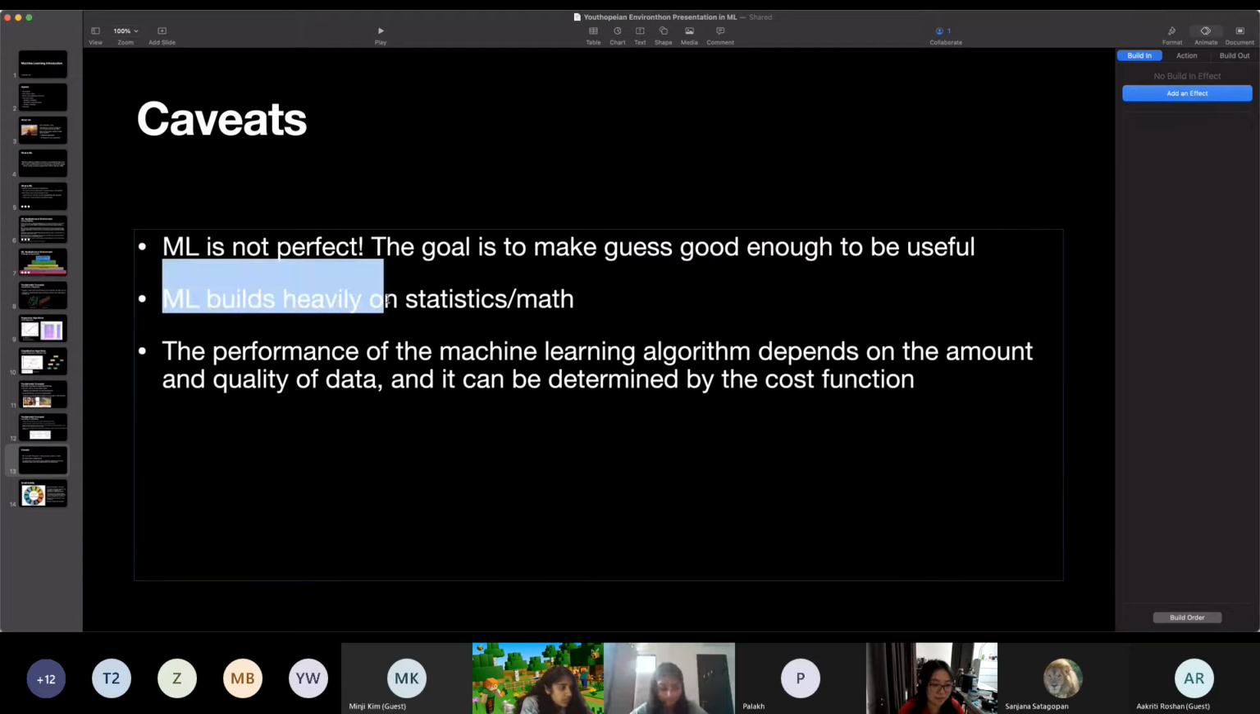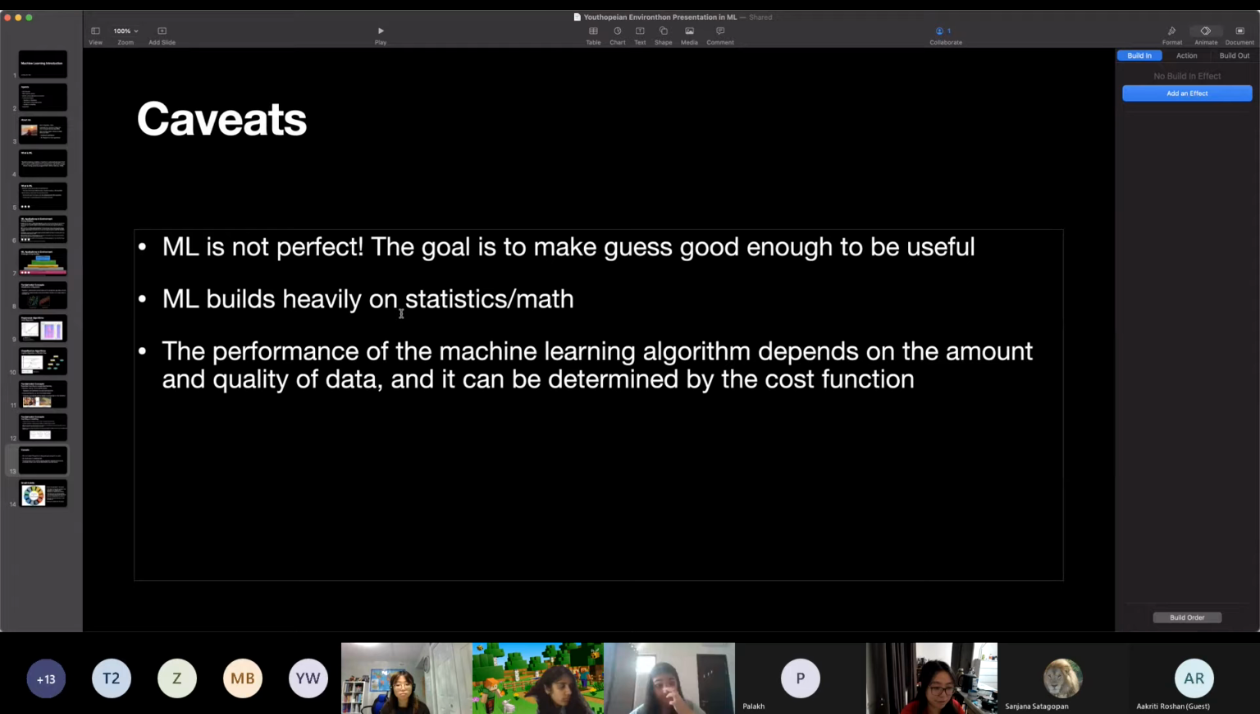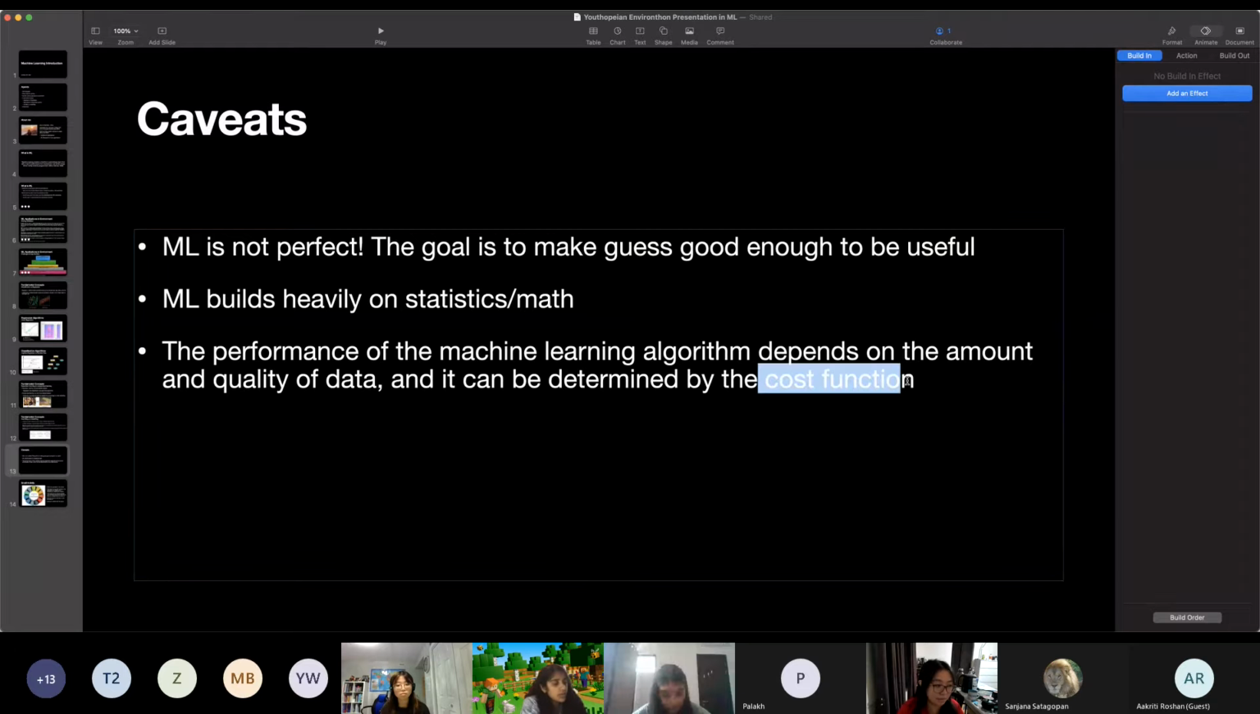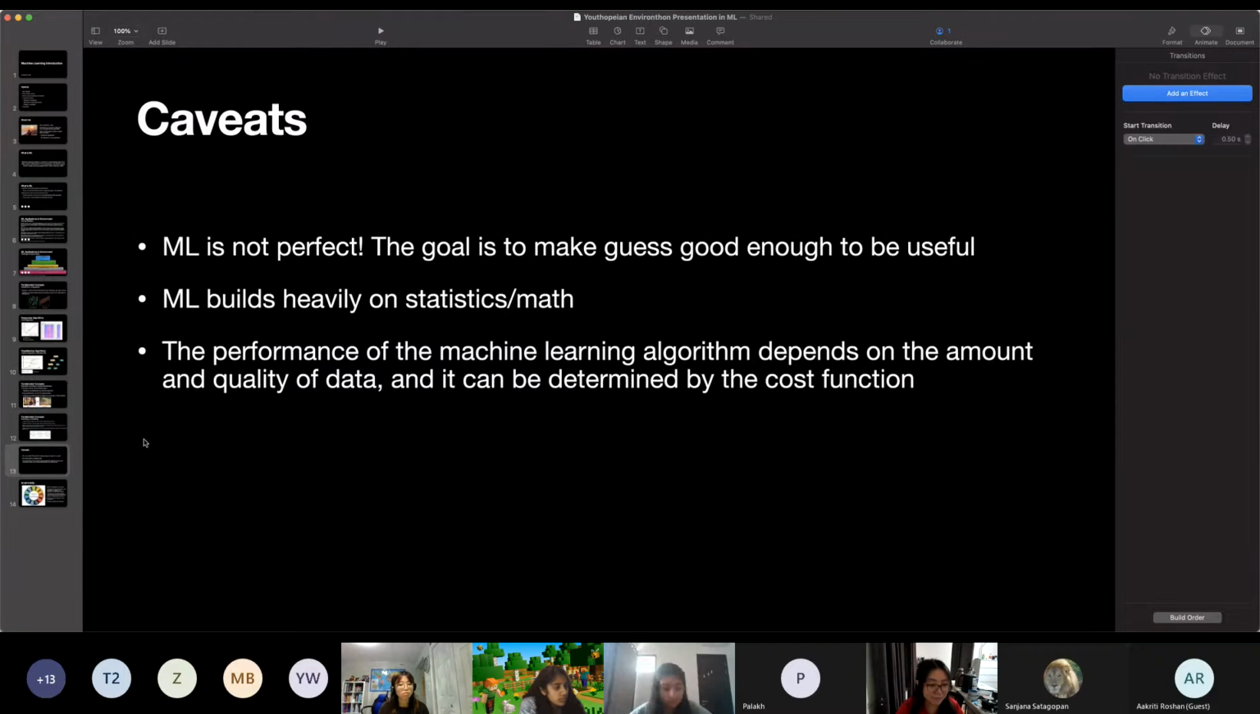And also, you might have seen that machine learning builds heavily on statistical math. So if you're interested in machine learning, it's necessary to have a basic statistical and mathematical background. Also, the performance of a machine learning algorithm depends on the amount and the quality of data, and can be determined by the cost function. This is very intuitive because data is basically what you learn from. Just like a student, as a human, you need good study materials in order to learn the concepts. And the cost function is defined by the human. You need to have good study material, then you need a study methodology in order to learn well. So these are some caveats.